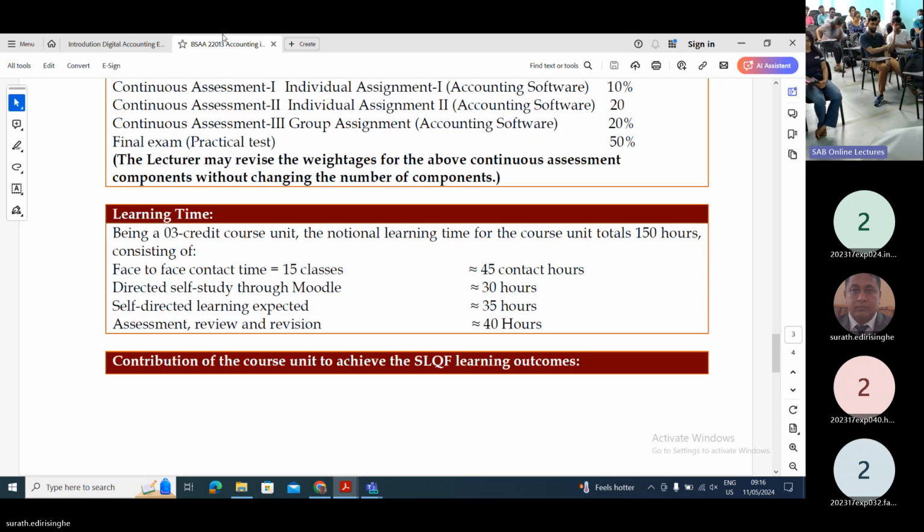Shall we move to the next area? Right. Now I will move to chapter number 1.